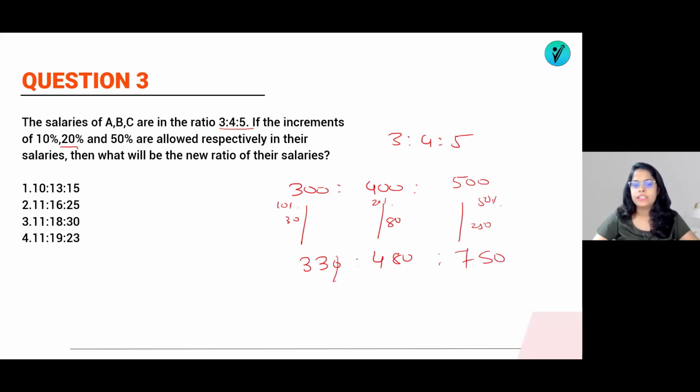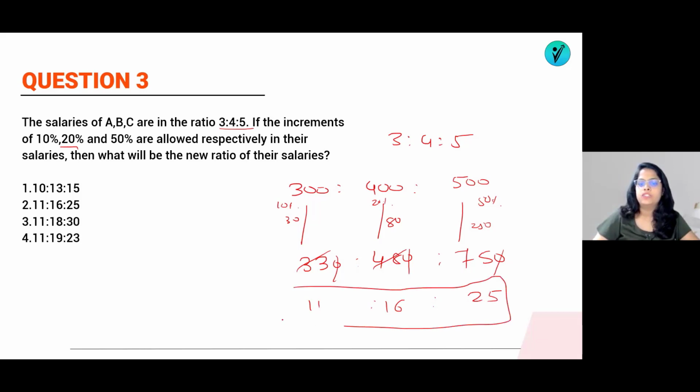Now if I cancel out the zeros, they will get cancelled. 3 into 11, 3 into 16, 3 into 25. So what will be the new ratio? 11 is to 16 is to 25. That is option number 2, which will be the answer. That's it. Simple one. I hope you are getting this.